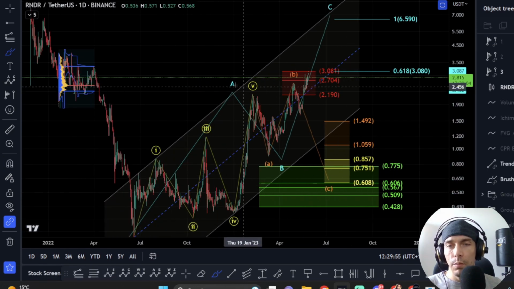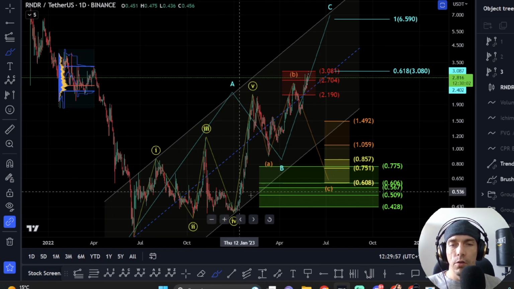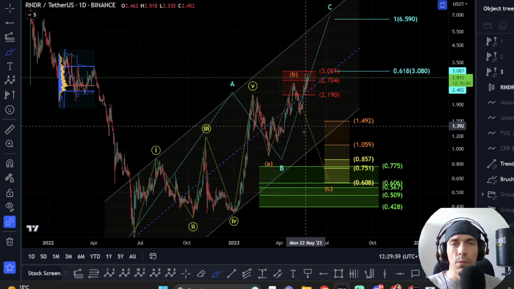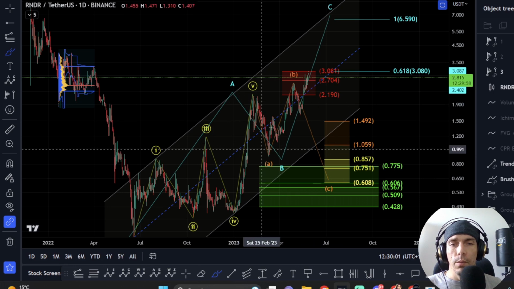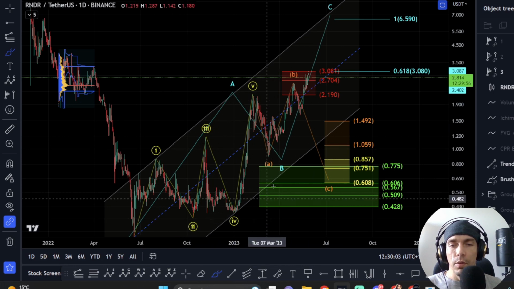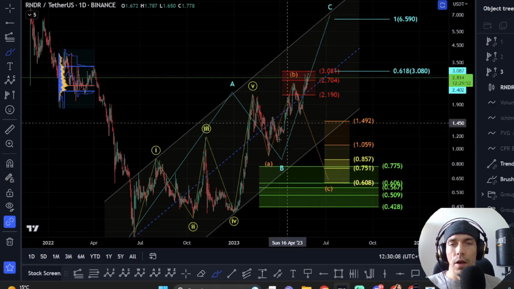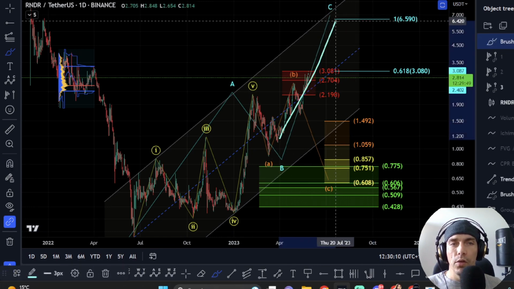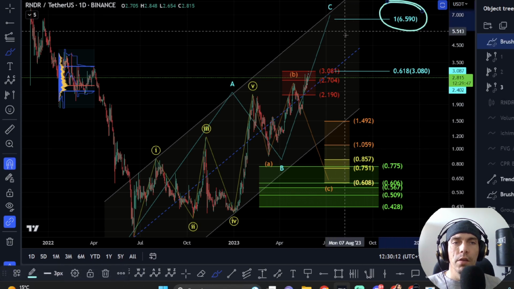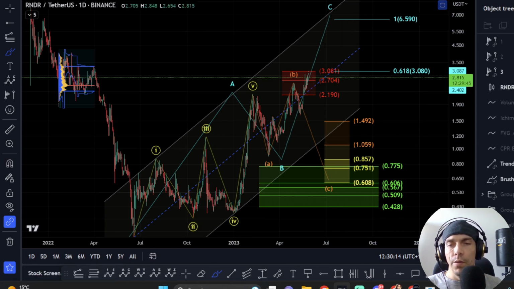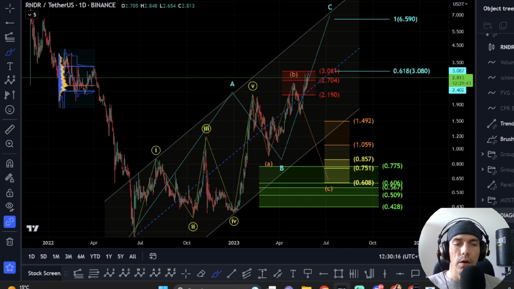This is not my preferred count because of the structure of it. It would make more sense to me that if we are playing out here as an impulse, it would be a series of 1s and 2s. But no, we need to keep this in mind. If we do see just a bigger 5-wave move to the upside here, looking to challenge this $6.59 area, this could actually be the count that is going on.